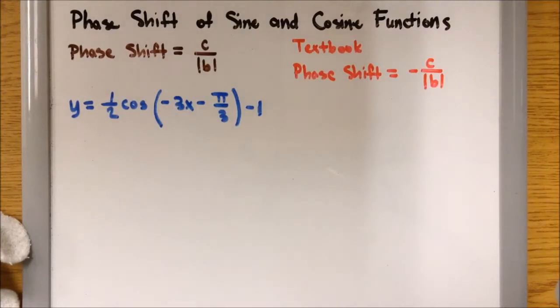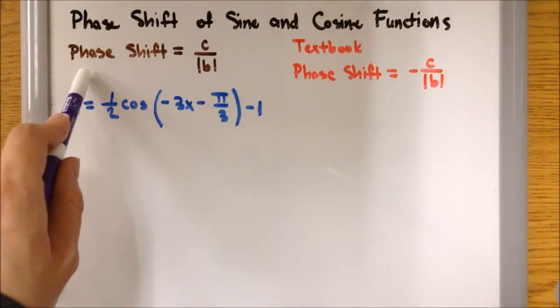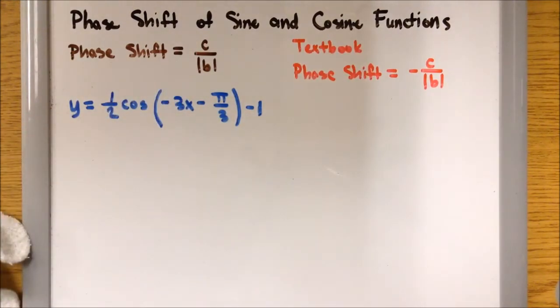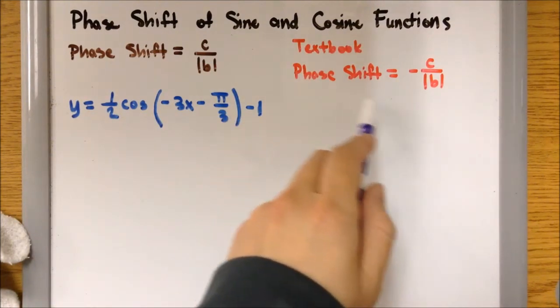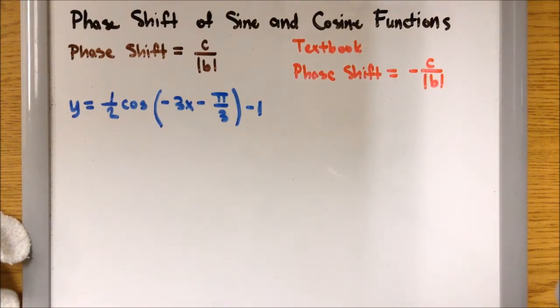Alright, in this section we're going to cover phase shift of sine and cosine function. Now, my definition is phase shift is equal to c over the absolute value of b. Now, have you taken notes from the textbook? It says that phase shift is equal to the negative c over the absolute value of b.